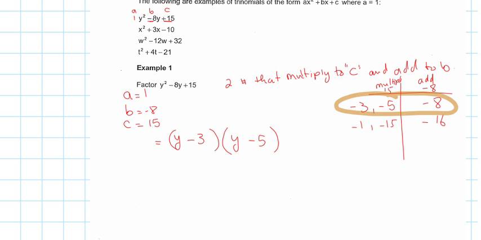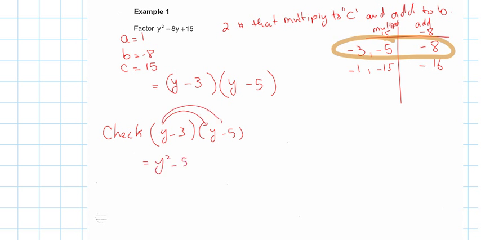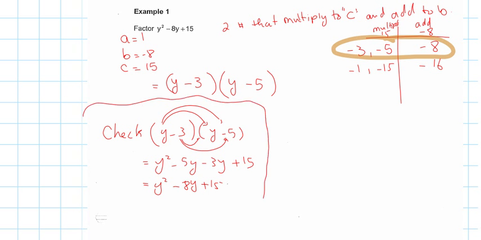Okay? So right now, if I want to check my work, I can do this. I have y minus 3, y minus 5. If I FOIL, I'm going to get y squared minus 5y minus 3y plus 15. Collect like terms, so that's going to be y squared minus 8y plus 15. Is that what I started with? Yes. So in this case, I'm just checking my work to see if my factoring is correct.